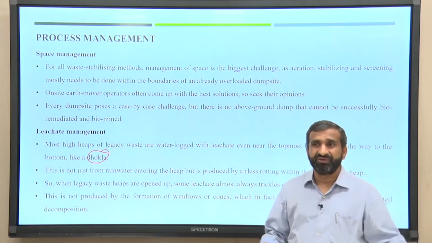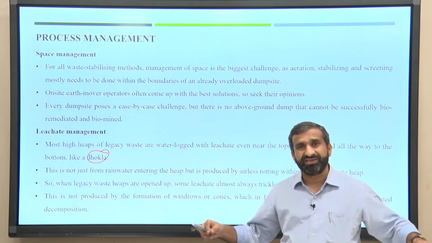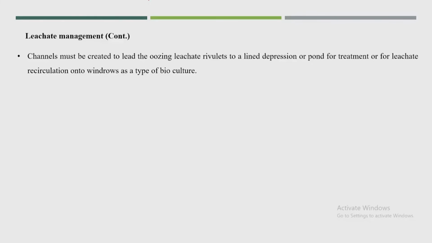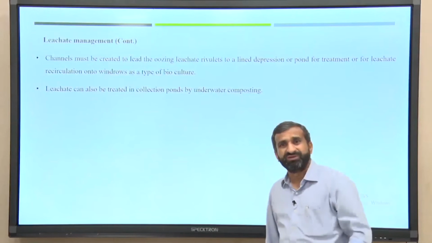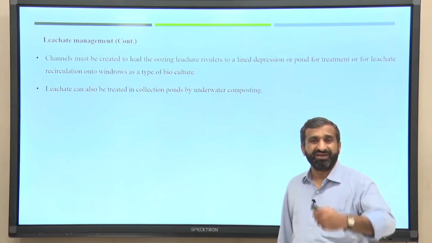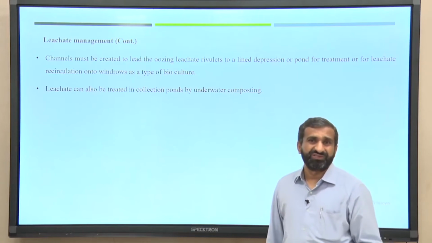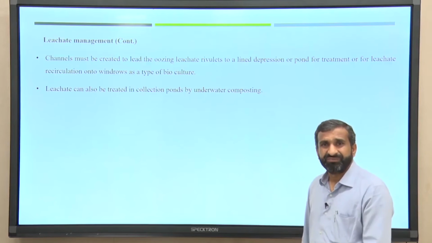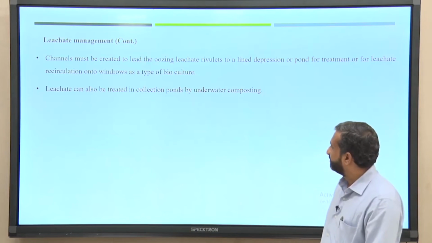Wherever you are planning windrows, plan for proper drainage for collection of this leachate. For leachate management, channels must be created to lead this leachate from the windrow facility, and what will we do with that leachate? You recirculate it onto the top of the windrow waste material, so that it can also be used as bioculture, or you can mix it with the bioculture and again put it into the windrow facility.